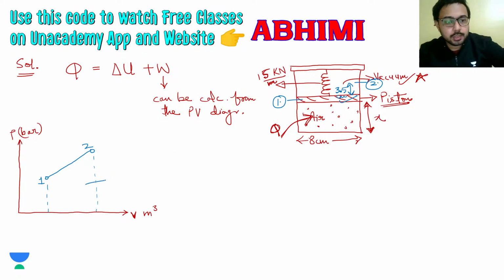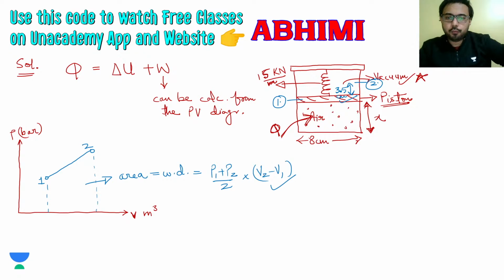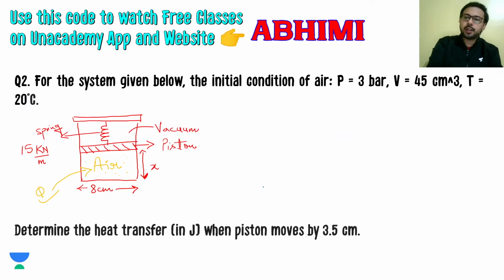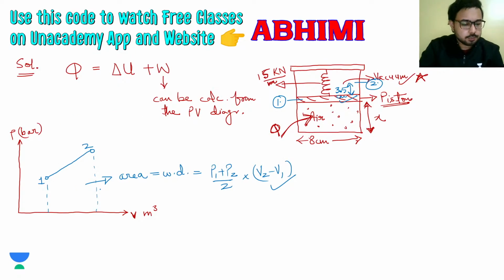So the area here will be the work done. Area equals work done, and that will be equal to (P1 plus P2) divided by 2 into the base, which is V2 minus V1. You are given volume 1 and you have to calculate volume 2, which you can do by calculating the area using the 8 centimeter diameter and multiplying it with the 3.5 centimeter distance that the piston is going to move further.